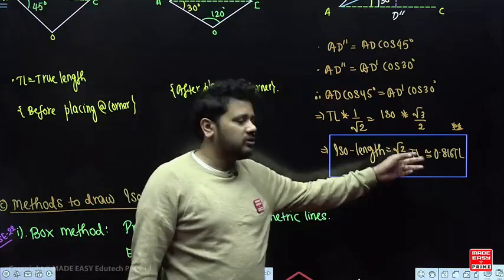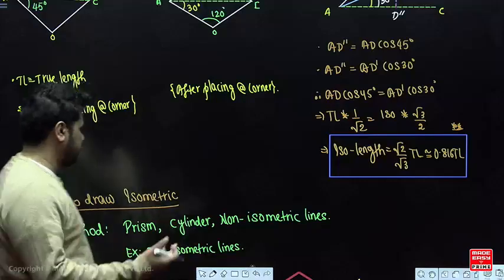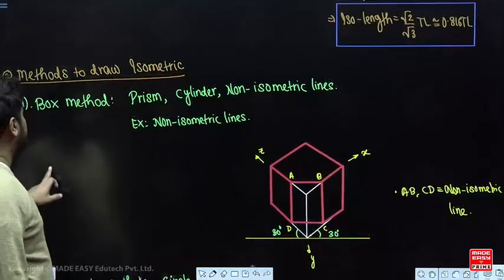You will say root 2 by root 3 or 0.81. So if you do the workbook you will come to know, right? So various types of question.